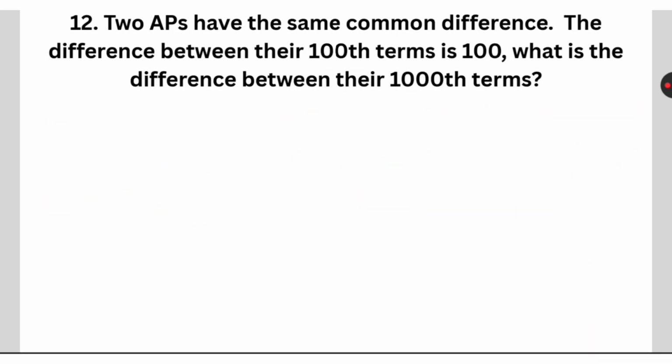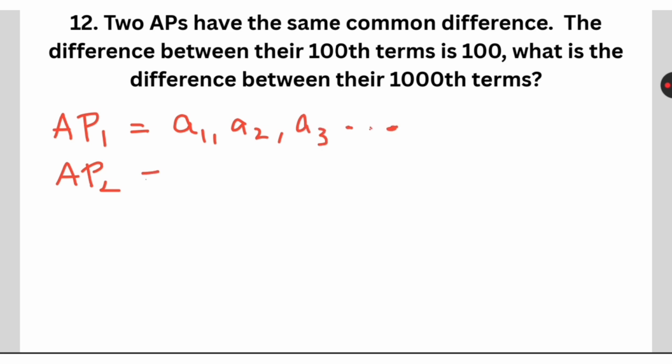Two APs have the same common difference. So what they gave is two arithmetic progressions, AP1 and AP2. For AP1, they didn't give any numbers, that's why let's assume AP1 as A1, A2, A3 and so on. Similarly, arithmetic progression 2 we can also assume as B1, B2, B3 and so on.